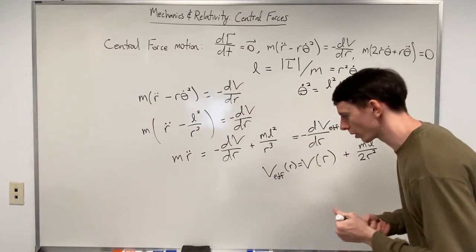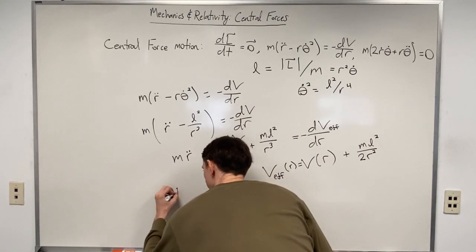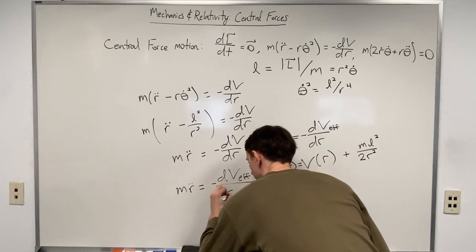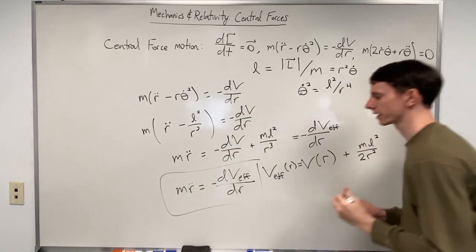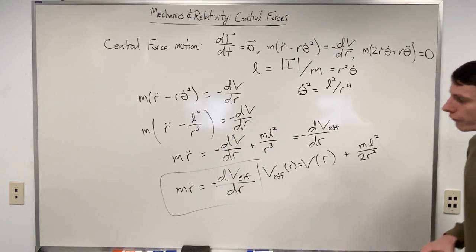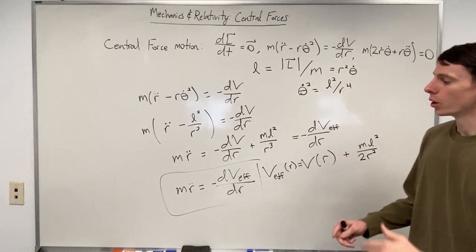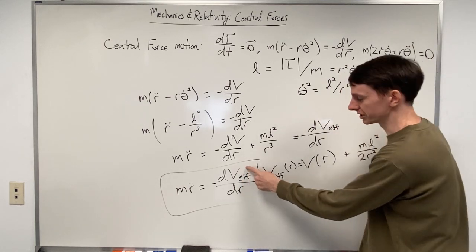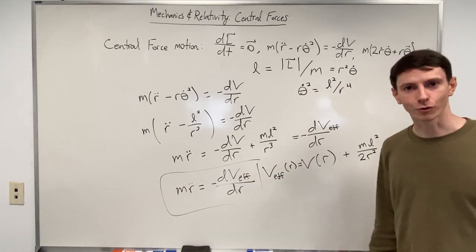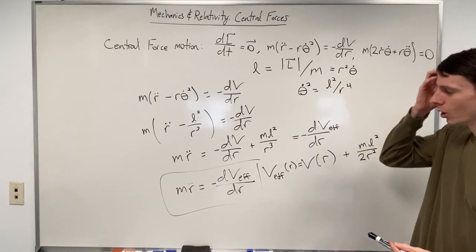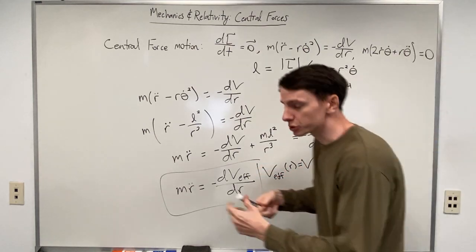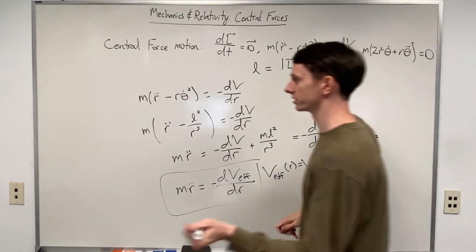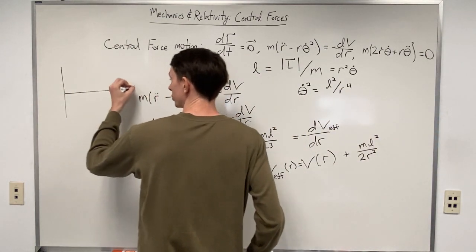Okay, so what we're going to see in some of the upcoming videos is this equation, m r double dot equals negative dV_eff/dr. This looks just like Newton's second law, where the force is derived from a potential energy. One way in which you can understand the motion of a particle is you just plot out the potential energy itself, whatever your potential energy function is. That's what we're going to be doing in the upcoming video.